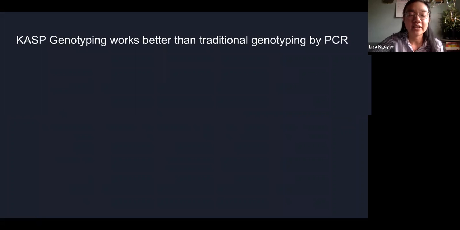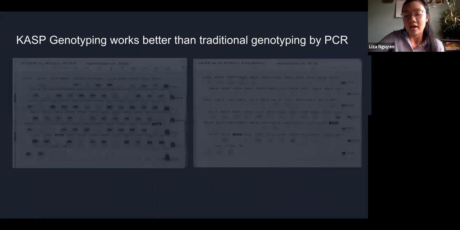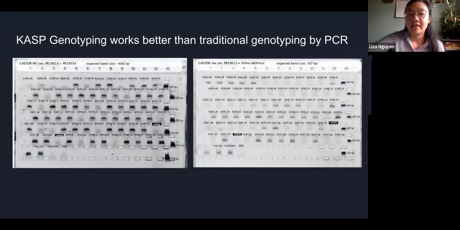Something that I wanted to really emphasize here is that Cas genotyping works better than traditional genotyping by PCR. So the same individuals that I optimized my Cas genotyping for, I also conducted traditional genotyping on them. And I think you could see pretty much right away that the traditional genotyping is a lot messier to interpret than the Cas genotyping was.